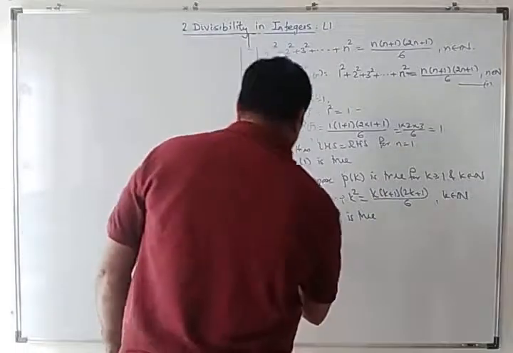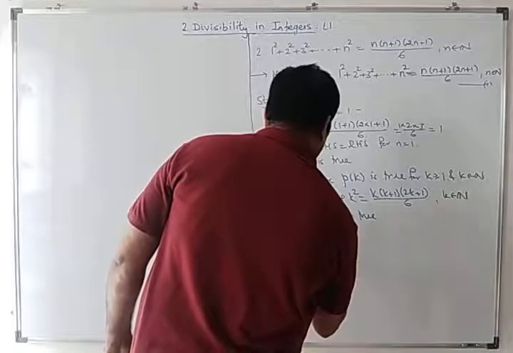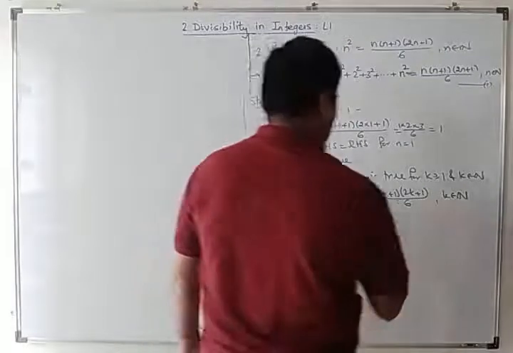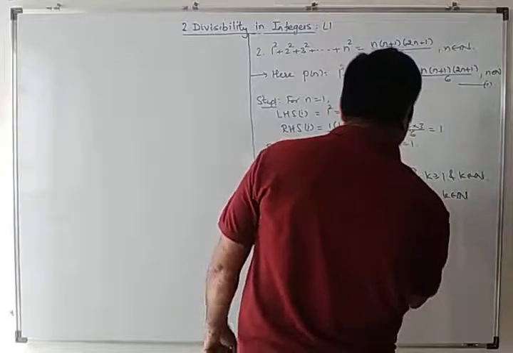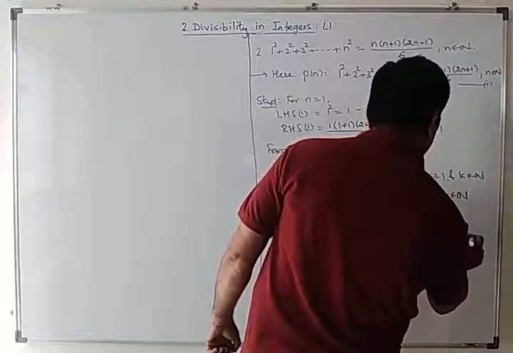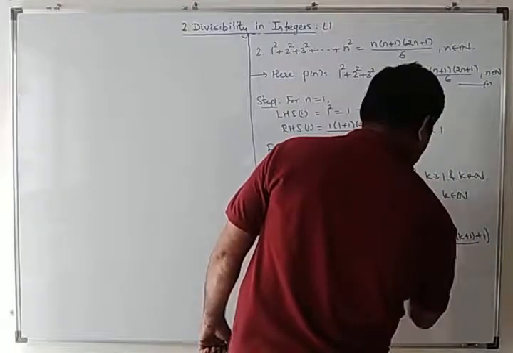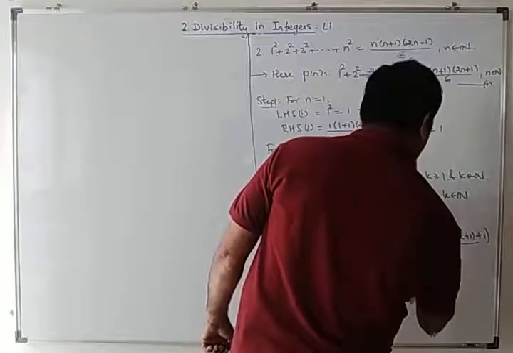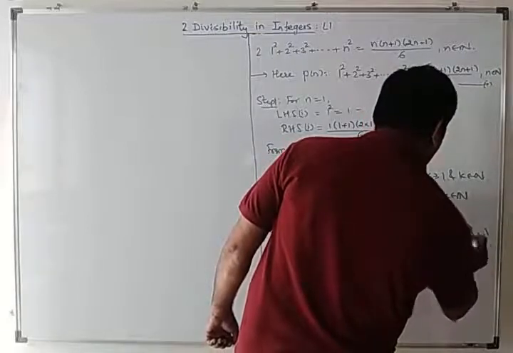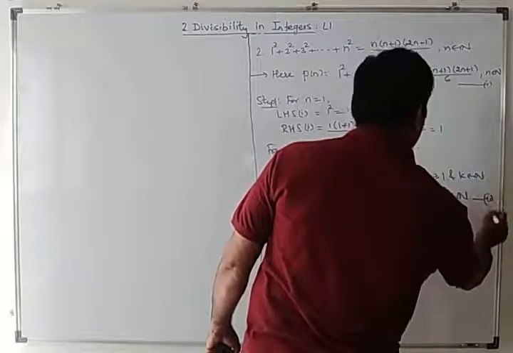That is, to show 1 square plus 2 square plus 3 square plus so on up to k square plus k plus 1 square. This we have to show equals k plus 1, k plus 1 plus 1, that is k plus 2, and 2k plus 1 plus 1 upon 6. Is it clear? If I simplify this, it is k plus 1, k plus 2, and 2k plus 2 plus 1, that is 2k plus 3 by 6. This is my 2 and this is 3.